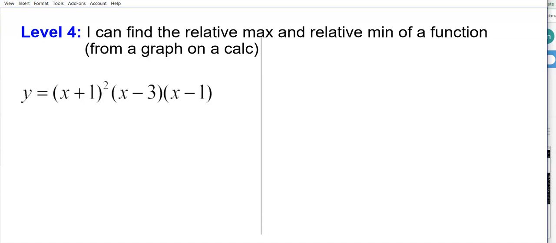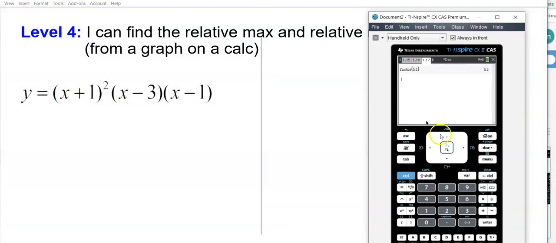And one more case, can I find that from a function from the graph? And I think that's actually pretty easy here. So graph x plus 1. This is just a little tip that might help you. I always like to put a times sign in between the parentheses. Sometimes Inspire has trouble recognizing that's implied multiplication. So I say times x minus 1. Oh, what did I do wrong? I think I put a times sign right there. Okay.